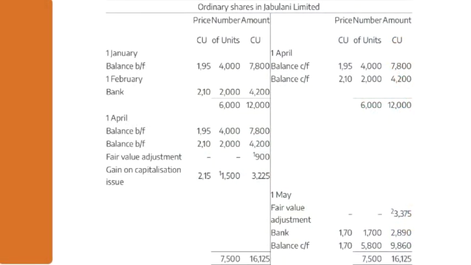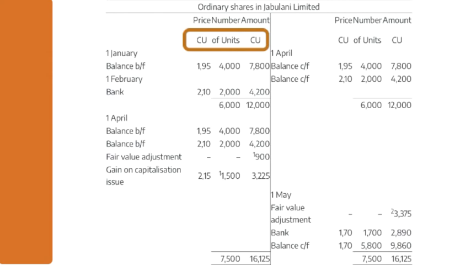And I would like to have a look at how that looks in the general ledger account. If you look at the general ledger account of the ordinary shares in Jabulani Limited, you will see that we make use of many columns. It is not necessary that you do it this way. You could have a normal T account, only the amount and the information on the debit side and the amount and the information on the credit side. You don't need those extra columns that we have here, price per share and number of shares.